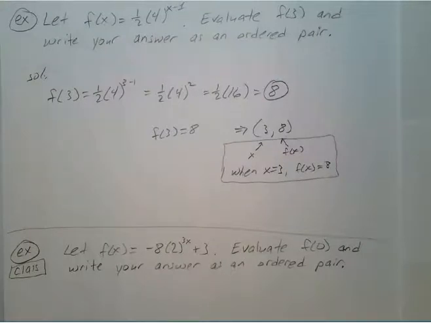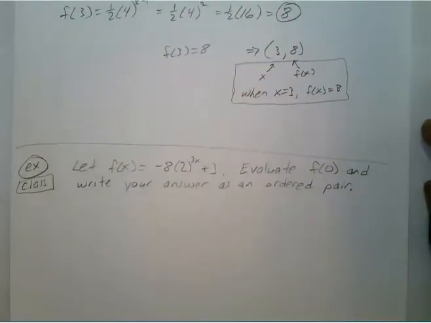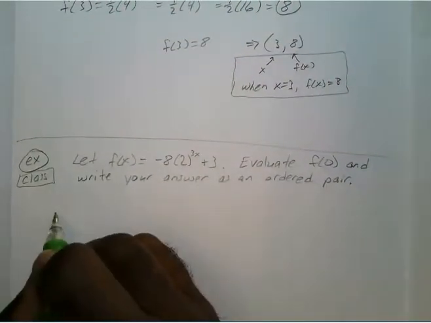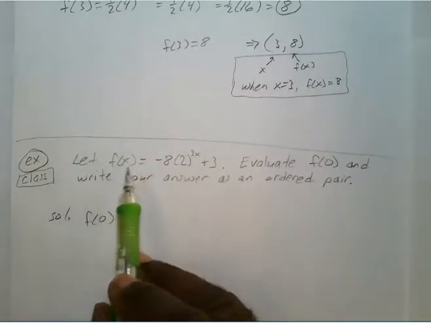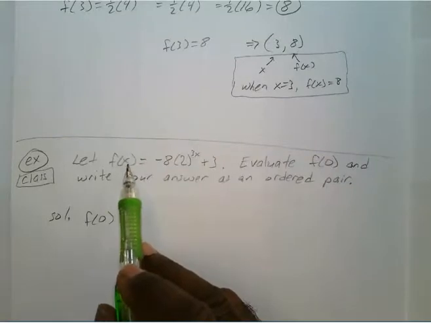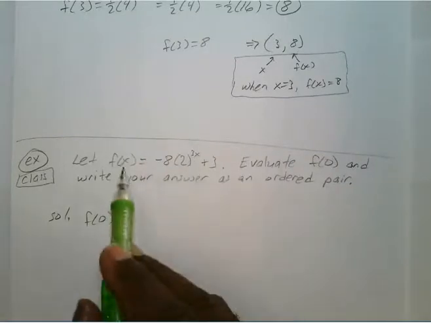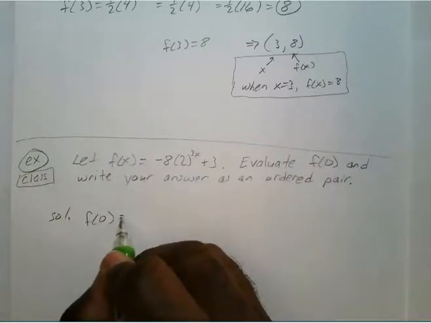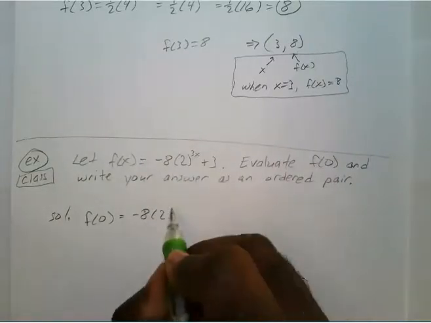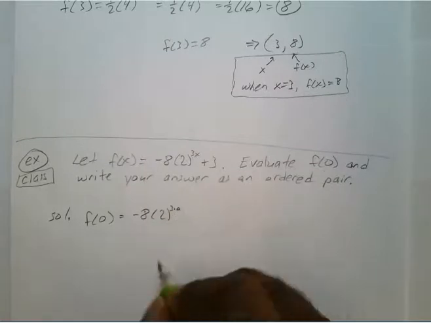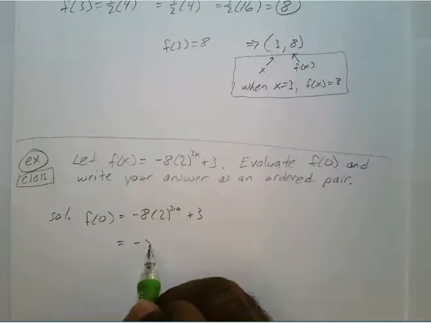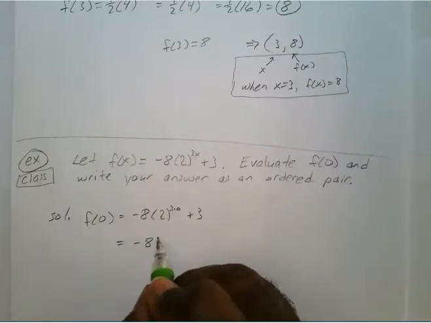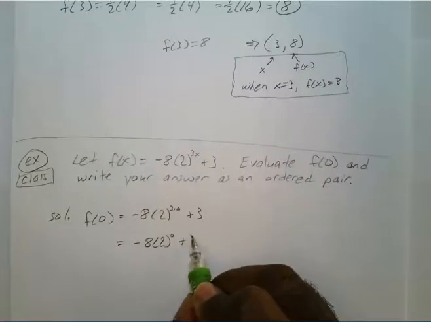All right, so I'm assuming you've paused it and worked this one out. Let's go ahead and verify. For f of 0, remember that's just replacing your variable. If this was f of r, then you'd replace the variable r. So this just tells you which variable to replace. So you have -8 times 2 to the 3 times 0 power plus 3, which is equal to -8 times 2 to the 0 power plus 3.